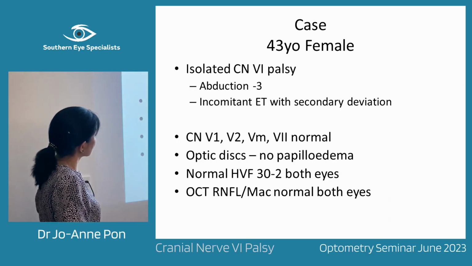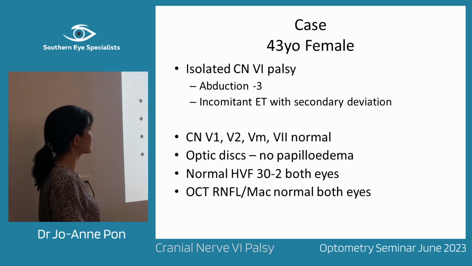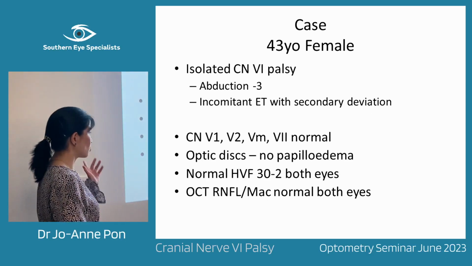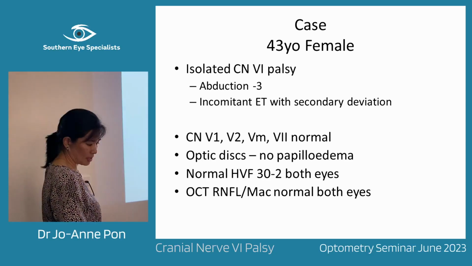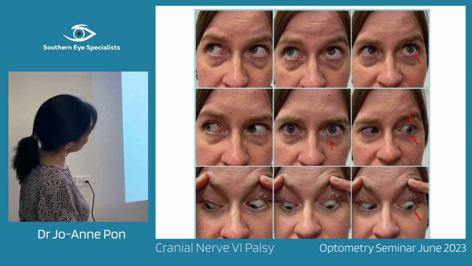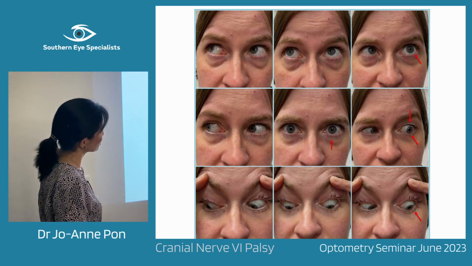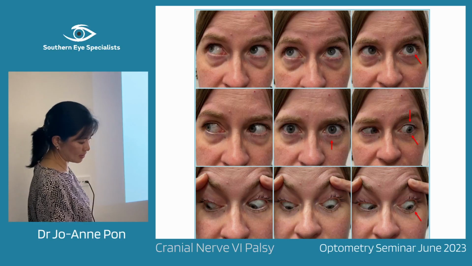So the clinical features: limitation in abduction, got it at a -3. Her esotropia is incomitant, and she had the secondary deviation. And fortunately, all the other clinical findings were negative, but just a reminder. So her esotropia is not particularly remarkable in primary position, but you can certainly see it there in abduction, whether she's looking straight across or up and left or down and left.